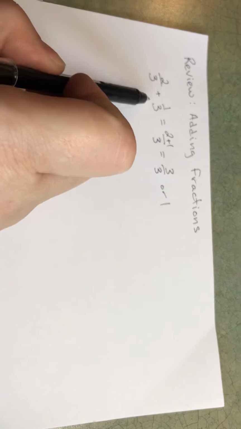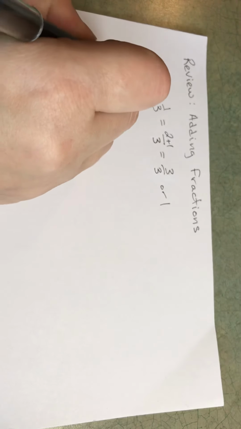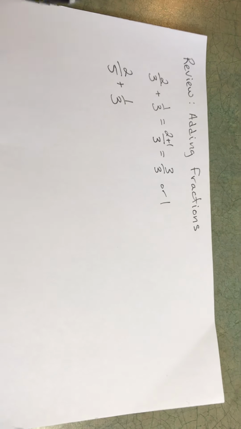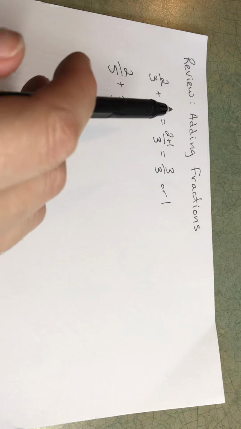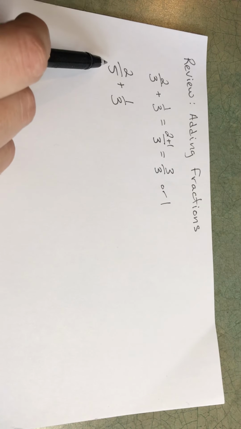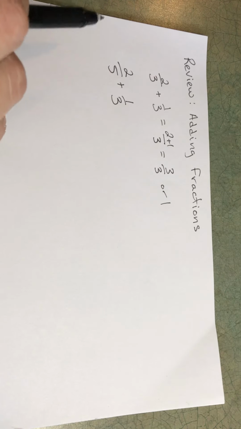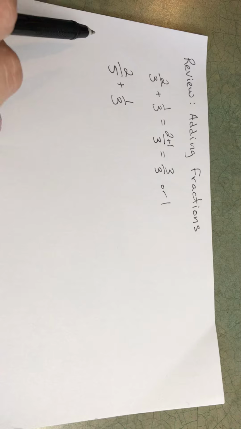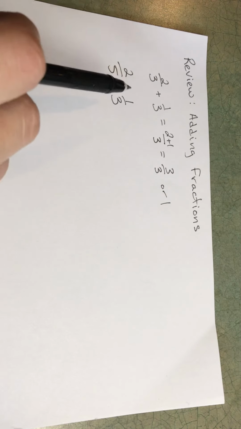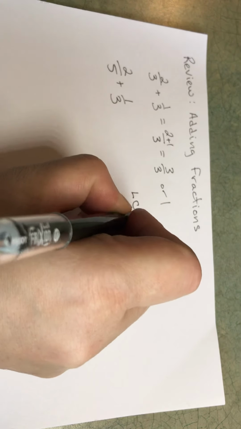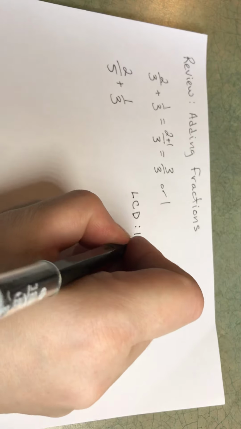If the denominators are not the same, like 2/5 plus 1/3, then we need to find the lowest common denominator. So that's the smallest number that both of these go into. So in this case, the smallest number that 5 and 3 both go into, or in other words, the smallest number that can be divided by both 5 and 3 evenly, is 15. So my lowest common denominator, or least common denominator, is 15.